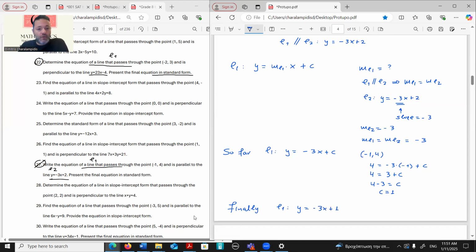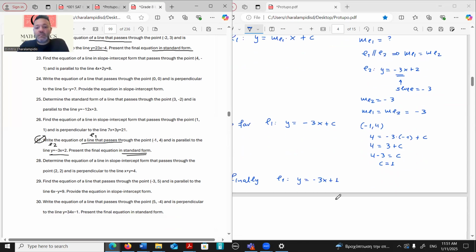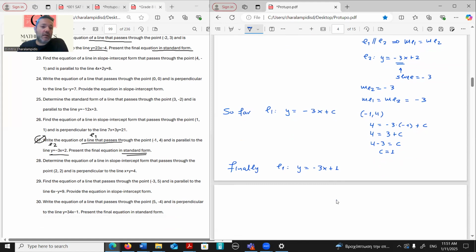Am I done? No, because the exercise wanted the standard form. The standard form is the form in which x's and y's are brought on one side. So this means that it should be 3x plus y equals 1. X's and y's are brought on the same side. All coefficients 3, 1, and 1 are whole numbers, are integers, so I'm done. This is the standard form. And that would be it.